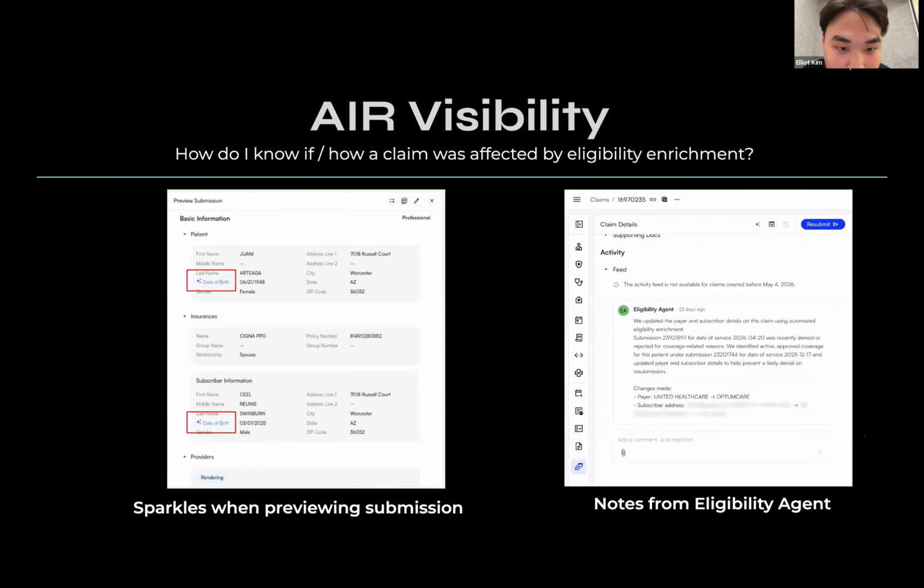In this case, we can see that the date of birth of the patient and the subscriber has changed. And this can also be cross-referenced from the notes from the eligibility agent. And the note actually contains an explanation or the reasoning behind the changes that have been made. So after cross-referencing these two places in our platform, it will give you a complete, verifiable picture that documents what has been corrected and for what reason. So there is a clear before and after that we can take into consideration.